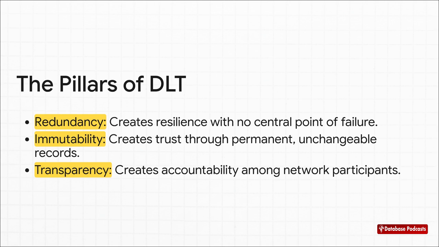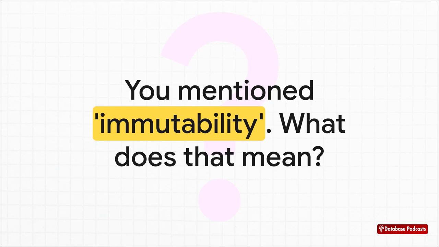You get redundancy, which makes the system incredibly resilient. You get immutability, which builds trust. And you get transparency, which creates accountability. Okay, let's stick with that second one for a minute. Immutability. That's a strong word. What does that really mean for a record once it's been put on the ledger?